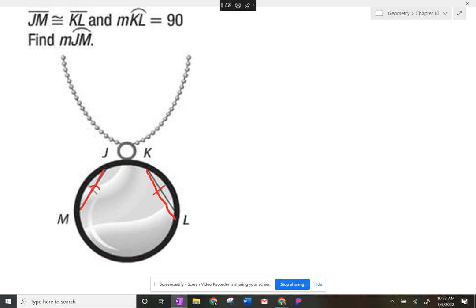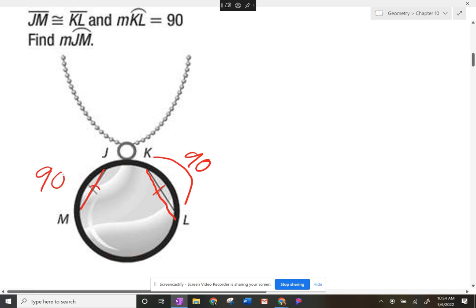All right, so if both of those chords are the exact same length, and they tell me that KL is 90, my job is to find the arc for JM. Okay, if one side is 90, what's the other side going to be? 90. And it's just that easy.